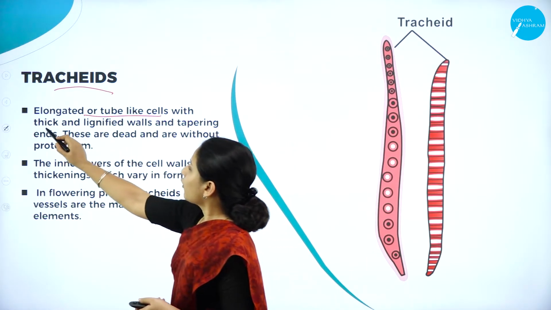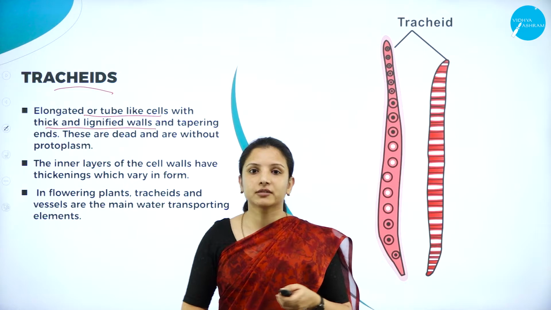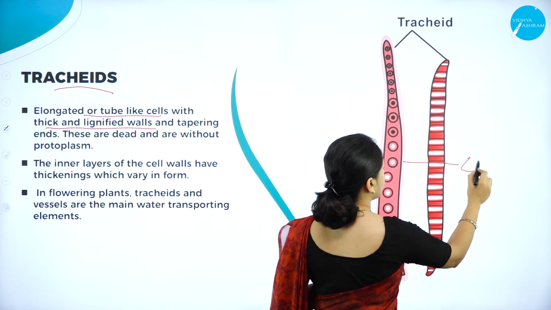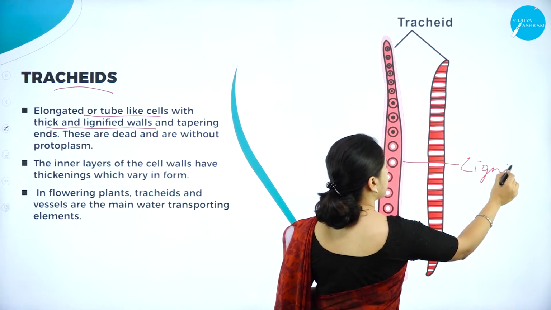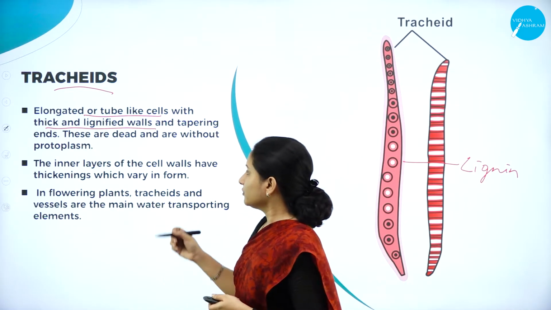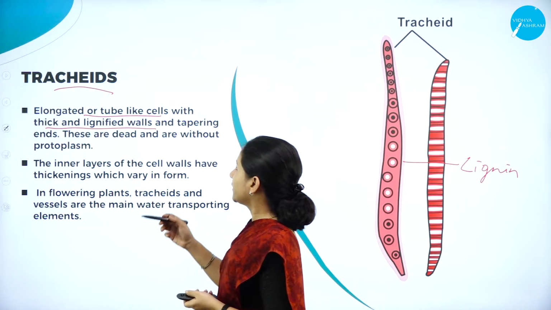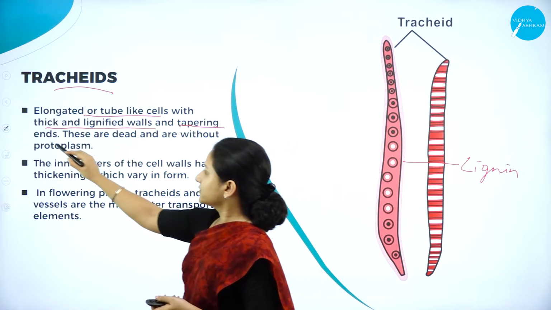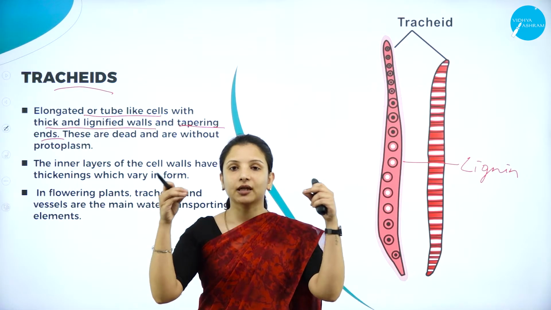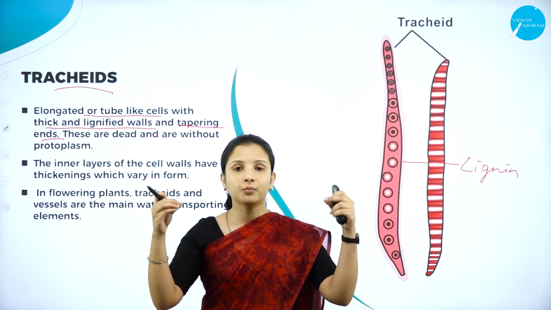Their wall is made up of lignin. They have lignified walls, that is, the covering is made up of lignin content. That is why they are said to have lignified walls. So, thick and lignified walls, and they have tapering ends. Tapering end means, for example, here the ends of the tracheids actually join to form a pointed end.